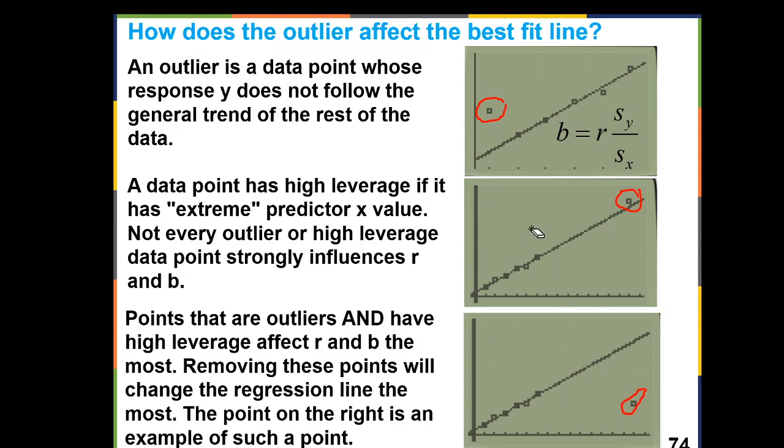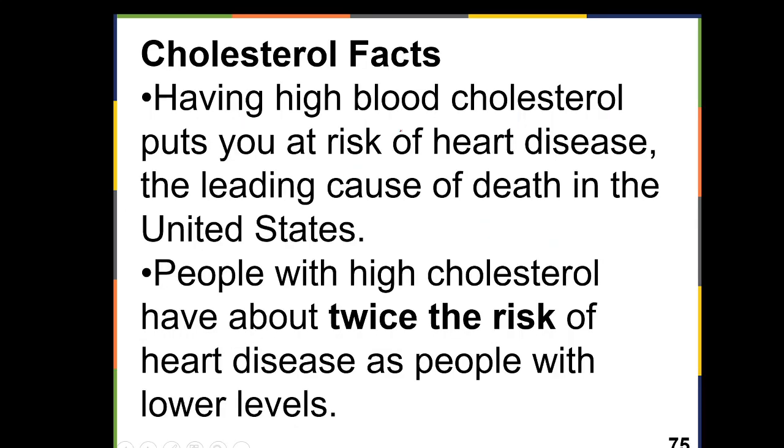So we have outliers, we have points that are high leverage points, and we have points that are both high leverage and outliers. This one has a little high leverage too because it's away on this side. So our point that we had was actually an influential point because it changed the slope, the R, from 0.66 to 0.91. All right.